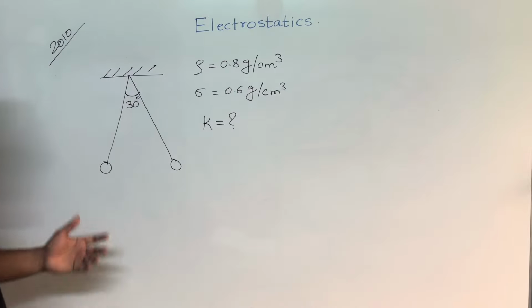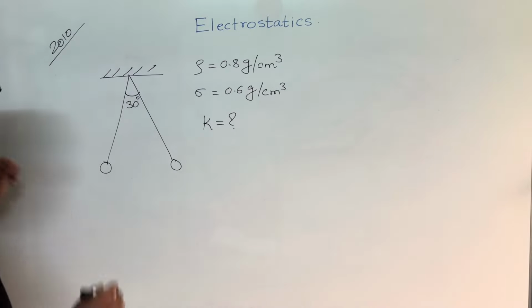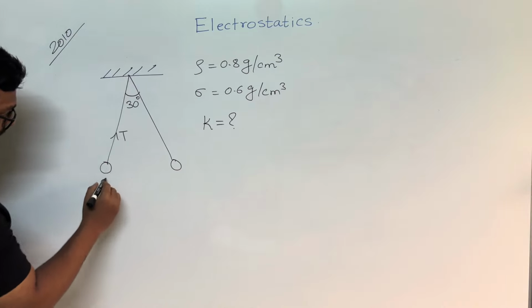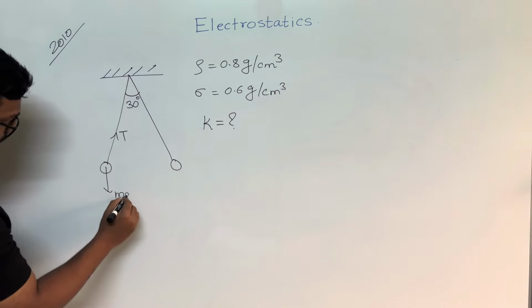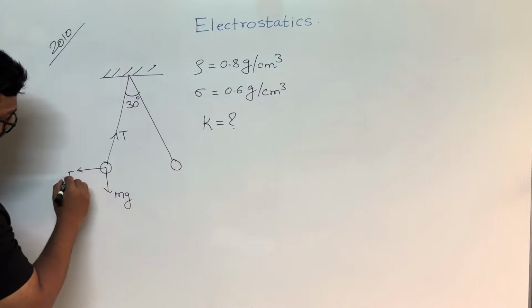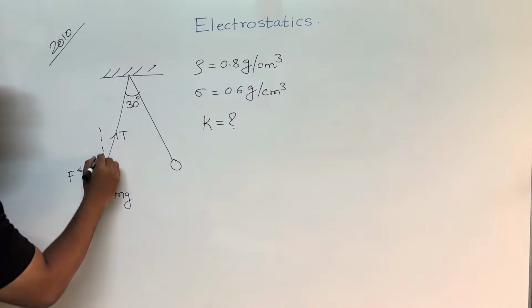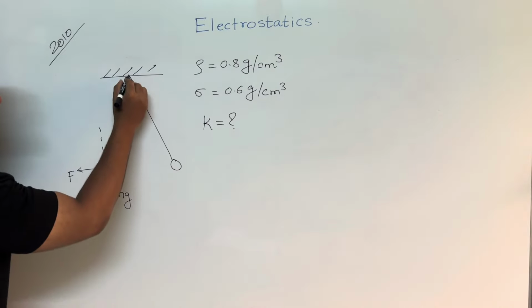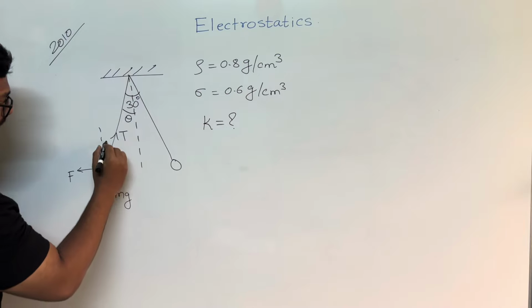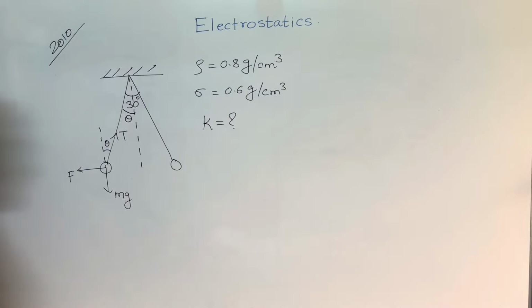Okay, so what may have happened? See, here I will show you the free body diagram. There is a tension like this. Here the mg force is like this. And of course, the electrostatic force is there in this direction. Correct? And this is the angle. Okay, so if I bisect this angle as theta, then this angle is also theta by the alternate angles theorem.